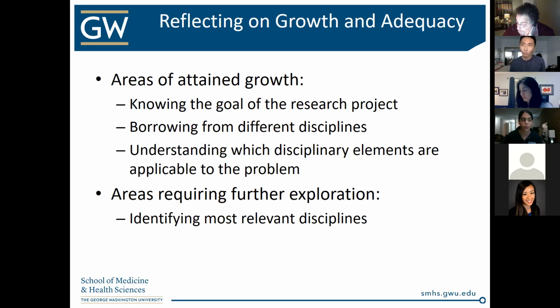Something I would like to improve on in the future is identifying the most relevant disciplines, because I feel like that plays a huge role on your results. I feel like the ones that I chose were very similar to each other, especially genetics and oncology, because they go hand in hand. And I would have liked to incorporate maybe public policy or anthropology or something, but these were just the disciplines that had the most research available. So those are the ones that I went with.